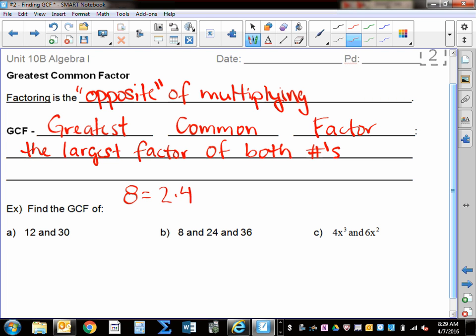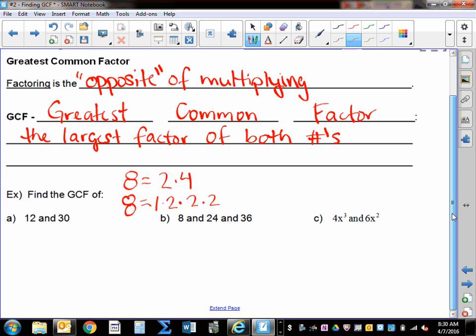So I could actually break this down even more. Can I break down 2? Well, 1 and 2, right? I'll give you that. I'll do 1 times 2. What about 4? Can I break 4 down? 2 times 2, right? So if I said what is the prime factorization of a number, that means I want to know just the prime factors. So my prime factors for 8 would be 1 times 2 times 2 times 2. 1 times 2 times 2 times 2 gives you 8. So that's what I mean by prime factorization.